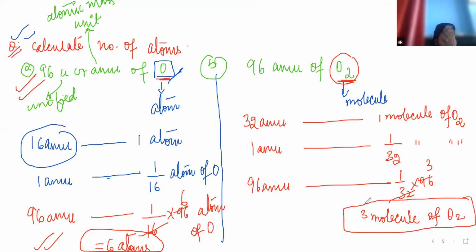What I want to say is that if the question changes, like atoms are given, then we can calculate the number of atoms directly. But if molecules are given, then we will calculate the number of molecules first, and then we will calculate the number of atoms. Now see, this is 3 molecules of O2. In 1 molecule of O2, how many oxygen atoms are present? Tell me.